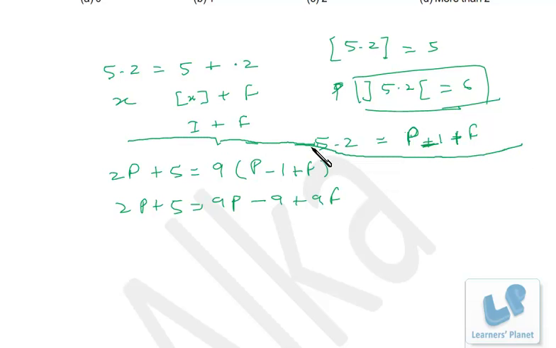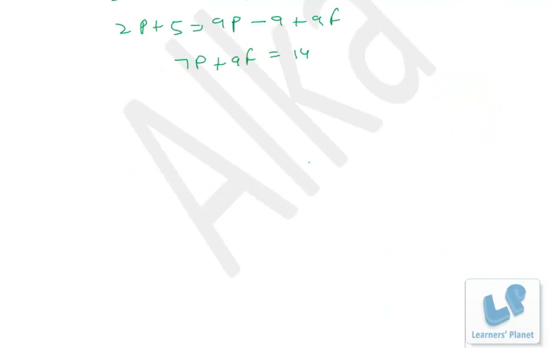So this is actually not paperwork, your paperwork starts from here. So 2p plus 5 is equal to 9p minus 9 plus 9f, right? 9p minus 2p is 7p, 7p plus 9f is equal to 14. Now this is the equation that you are getting. Now we know that fractional part should be greater than equal to 0 and less than 1. So I find out the value of f from here. So it's 14 minus 7p by 9. That is the value of f.